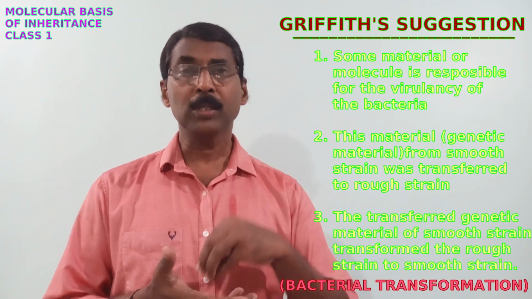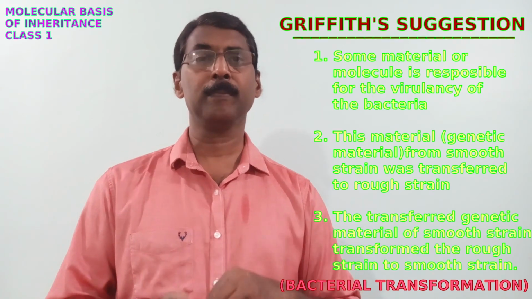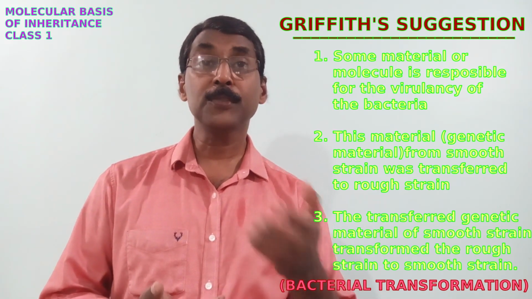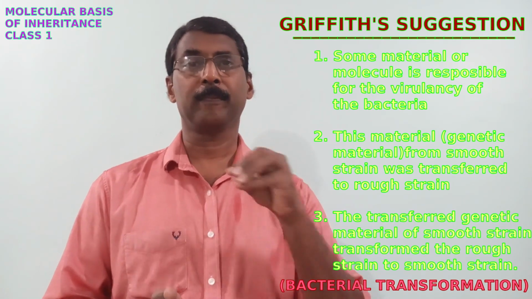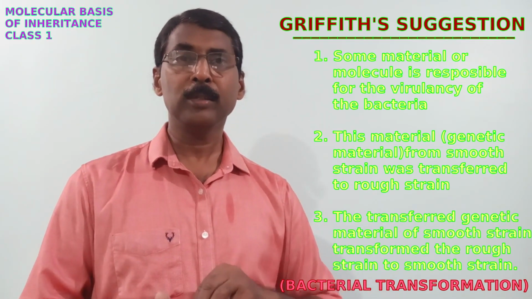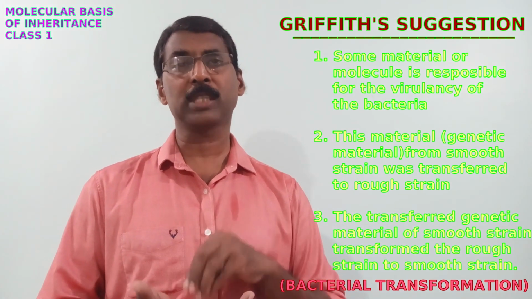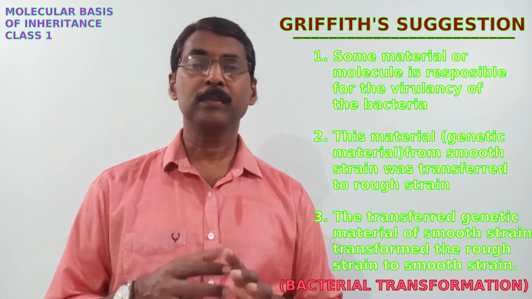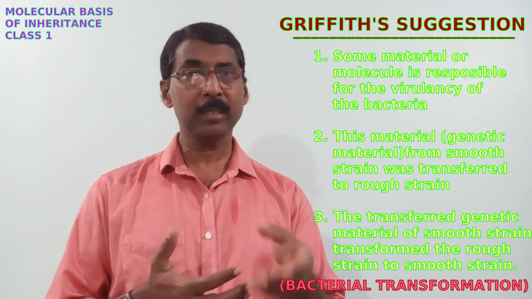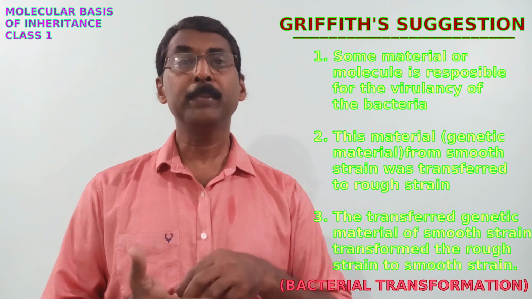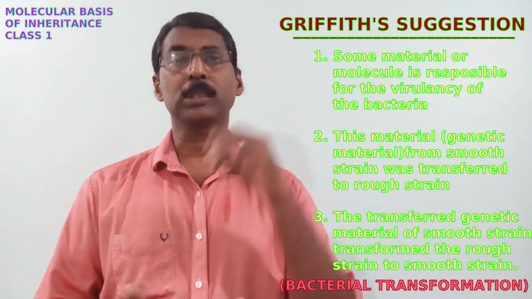How? Because here the genetic material responsible for the virulency of the smooth strain was somehow transferred to the cells of the rough strain. And due to the presence of this transferred genetic material from the virulent smooth strain, rough strain was transformed to the virulent form. It was live. Rough strain was live. And it became the virulent type in the presence of that genetic material received from the cell of the smooth strain.